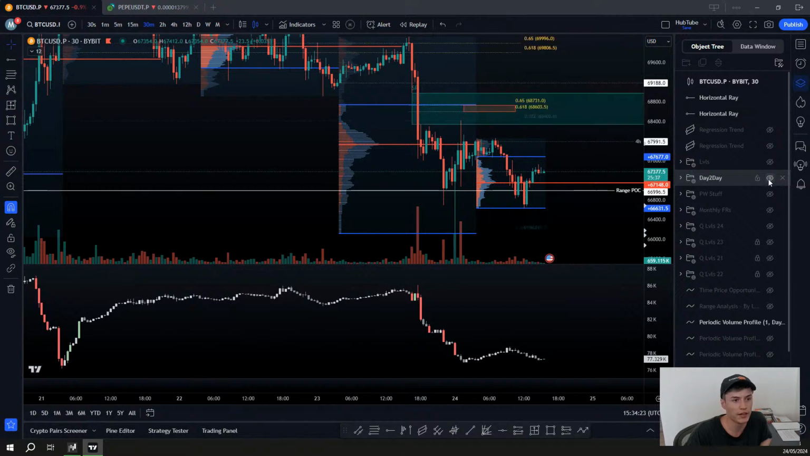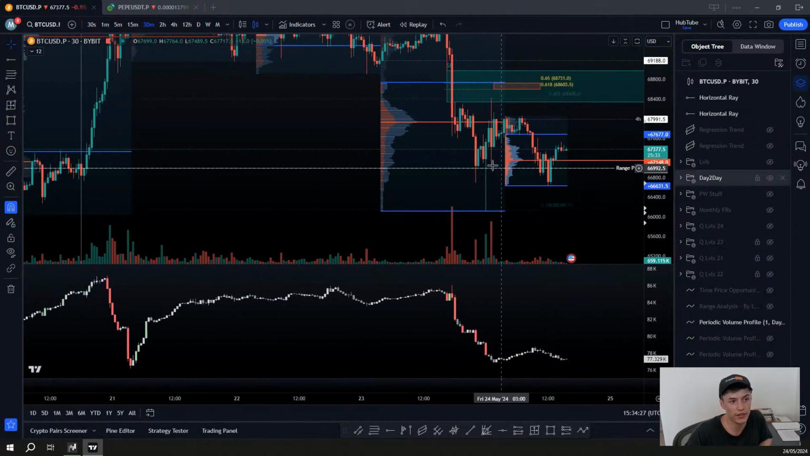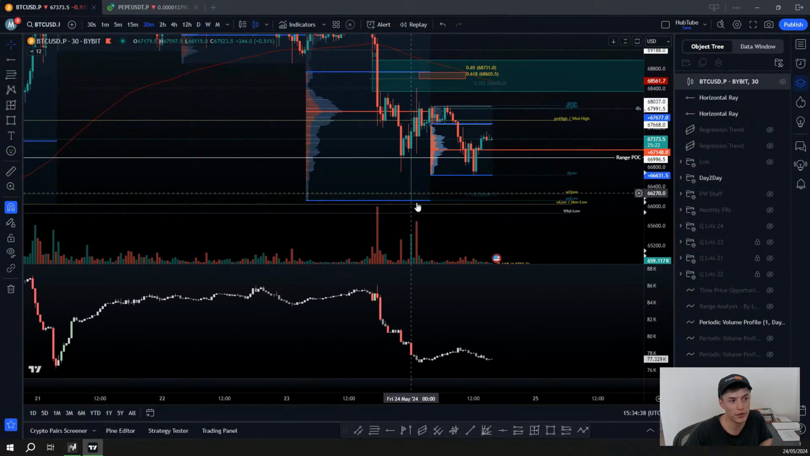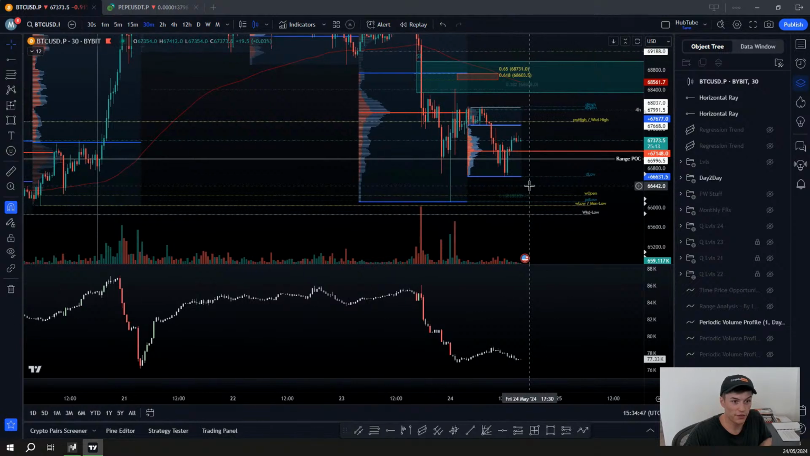If I pop on my levels here, it was always going to be the range point of control. You were going to come to this point. Whether it held or not was up for debate. You had many reasons to think that it would, but it didn't. And in fact, it came right down to, let me pop this on, the weekly open. You can see the weekly open down here. The weekly lows just below it, which, if we lose some levels, that's going to get swept, because it's effectively the previous day low.